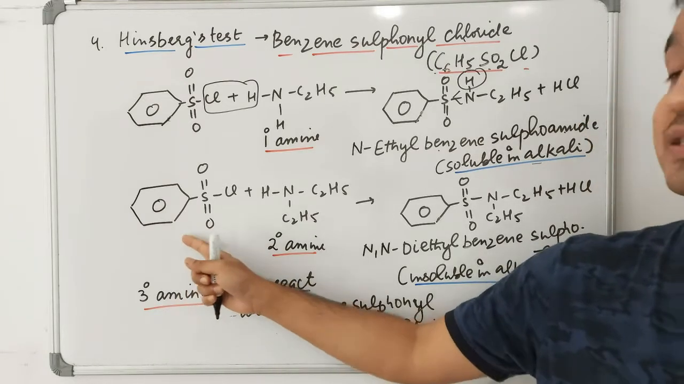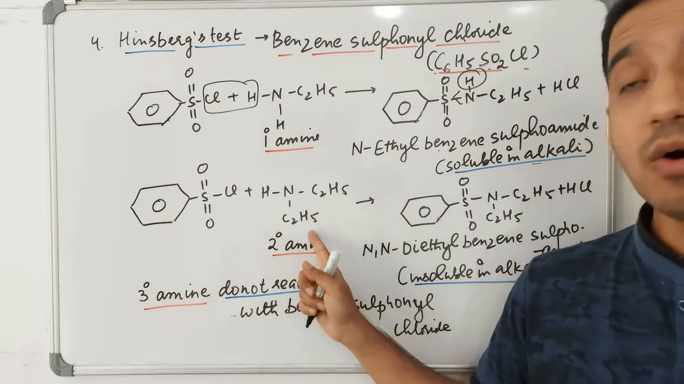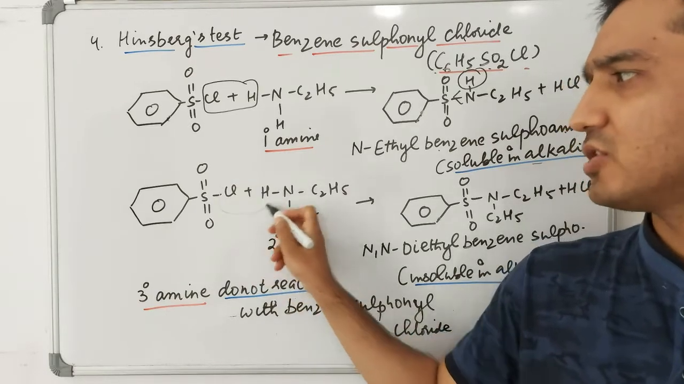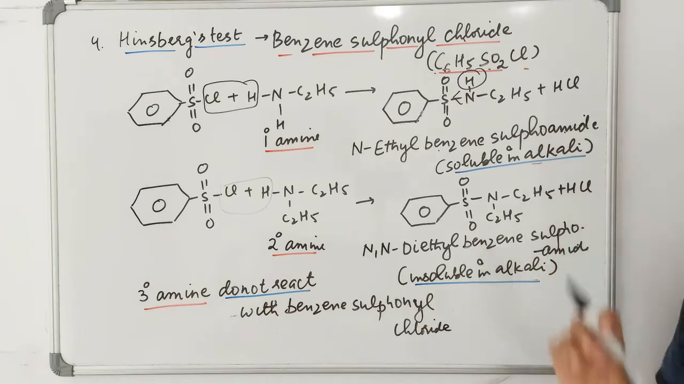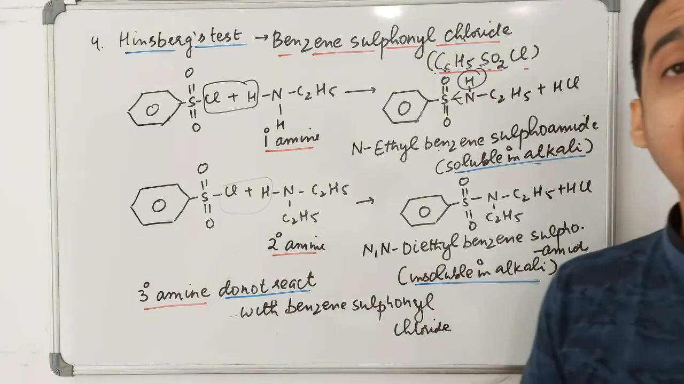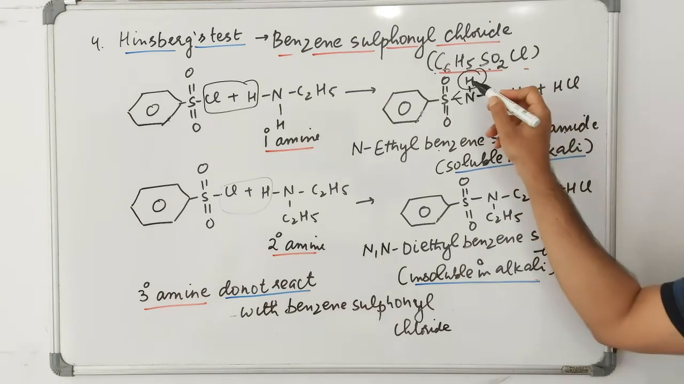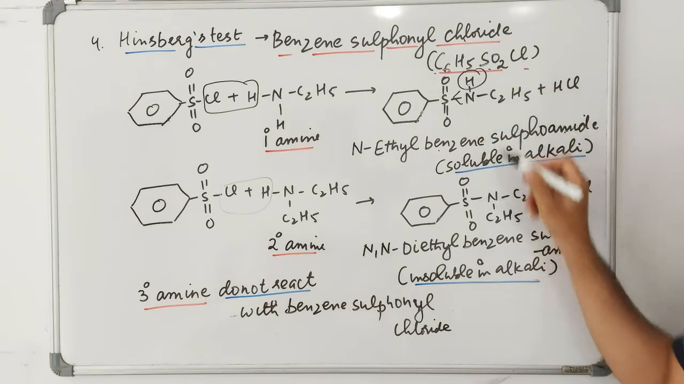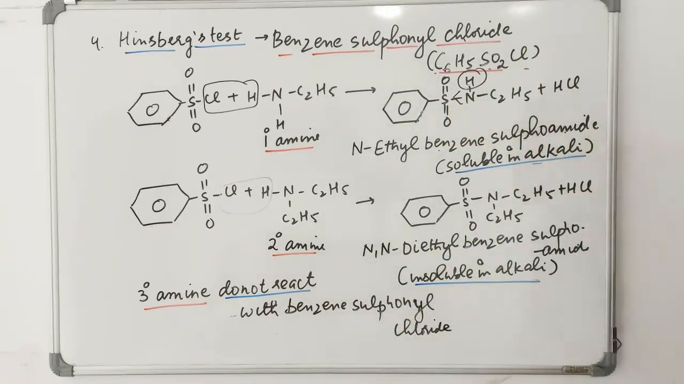Similarly, you again take benzene sulfonyl chloride, and this time react it with the secondary amine. Now H and Cl will react with each other, resulting in the formation of N,N-diethyl benzene sulfonamide. Now the important thing is that there is no acidic H present. In the previous reaction H was present, but here there is no H. As a result, this compound does not react with alkali, so it is insoluble in alkali.